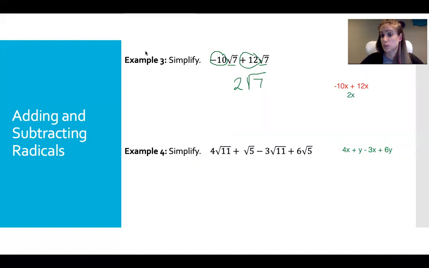Go back to our original problem now. So 4 times the square root of 11. Are there any other like terms? So are there any other terms that are also the square root of 11? Yes, this one right here. When you identify this, please make sure you take the sign with you because that tells you whether you're adding or subtracting, which is key. So that minus sign in front of the 3 belongs to the 3. So we have 4 times the square root of 11 minus 3 times the square root of 11. Well, that would be 1 times the square root of 11.